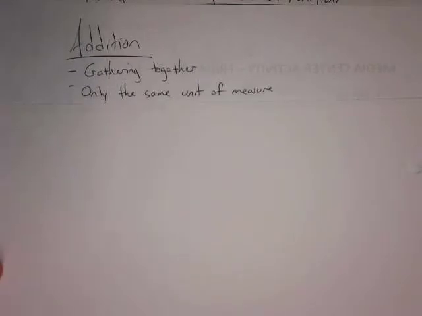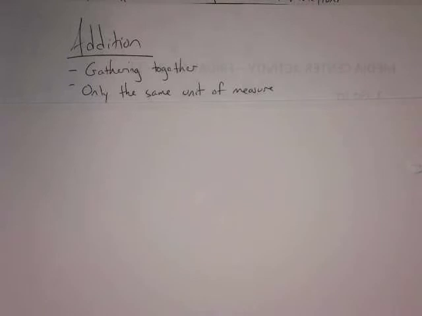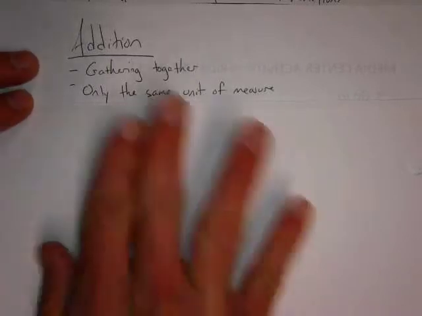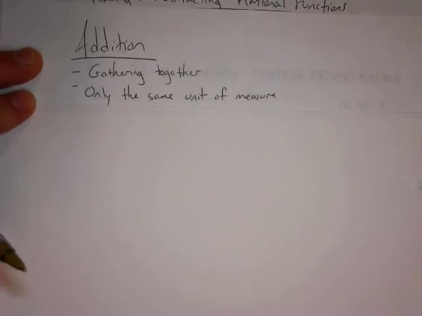And gathering together only works if you're dealing with the same unit of measure. Okay, so you can gather cows and cows, dollars and dollars, and chickens and chickens, but what you can't do is gather apples and frogs. We would just have a certain number of apples and a certain number of frogs. So addition is basically gathering together, but it only works if you're dealing with the same unit of measure.